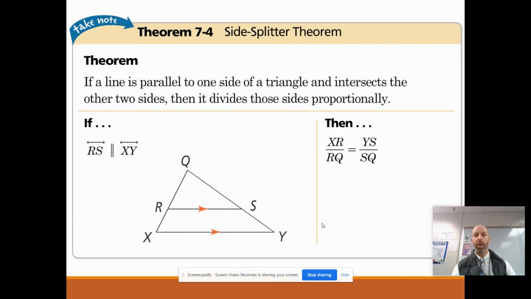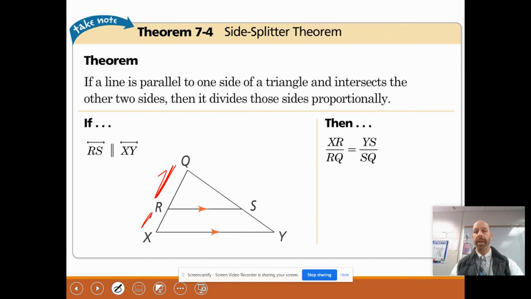Theorem 7.4, also known as the side splitter theorem, states if a line is parallel to one side of a triangle and intersects the other two sides, then it divides the sides proportionally. Now, please note that this is similar to what we learned with mid-segments, but these do not have to be mid-segments. So if you look carefully in this particular example here, you'll notice that this length RQ is not the exact same length as RS. So this is a little bit different than our mid-segment theorem.